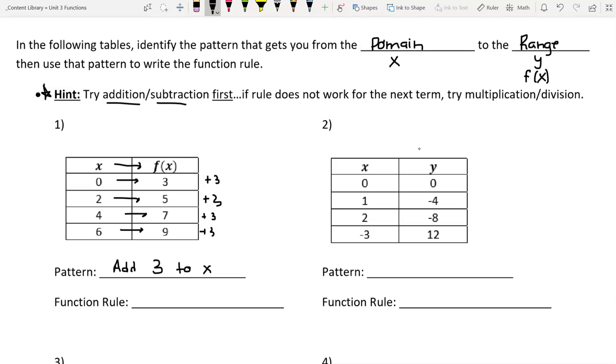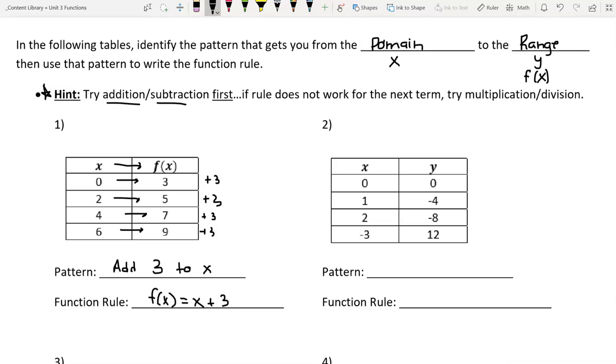What am I doing to x to get here to the right side? So my function rule is going to be, I'm adding 3 to x, so x plus 3, but then you have to say, what does that equal? Well, it equals this right side of the table, so f of x equals x plus 3. Okay, so I'll write that a little bit better here. F of x, the right side equals the left side plus 3. So f of x equals x plus 3. Okay, see how we get from the pattern to the actual function rule?